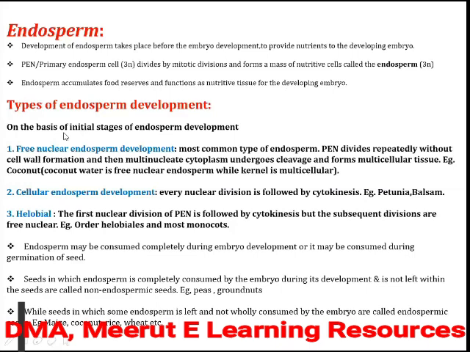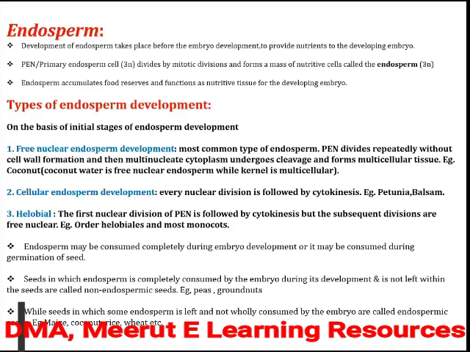Now, on the basis of initial stages of endosperm development, we divide endosperm into three types. Here you can see types of endosperm development. Number one is free nuclear endosperm development, the second one is cellular endosperm development, and the third one is helobial. Now come to the first, free nuclear endosperm development.